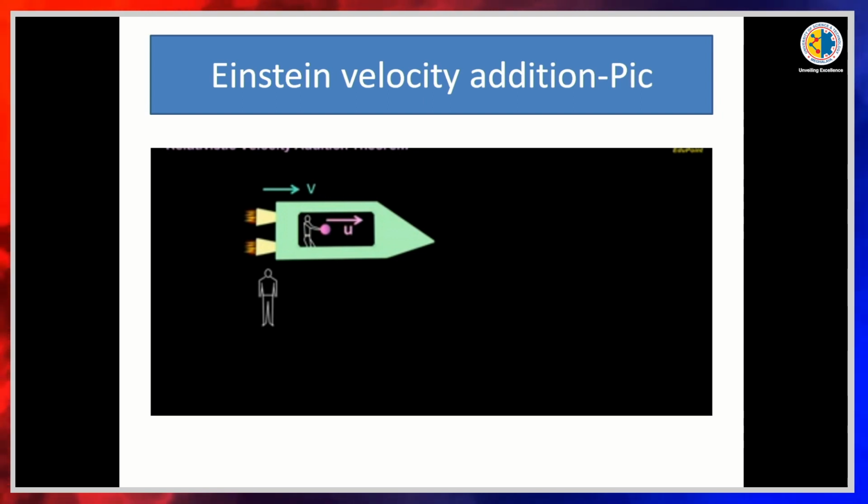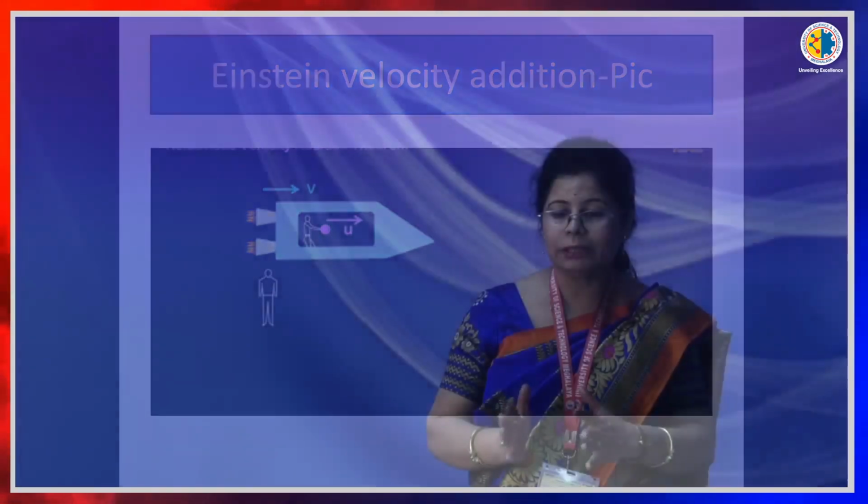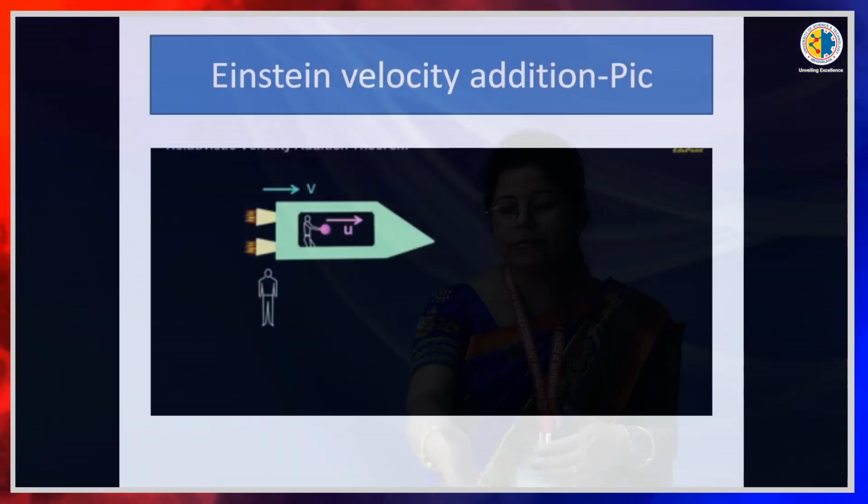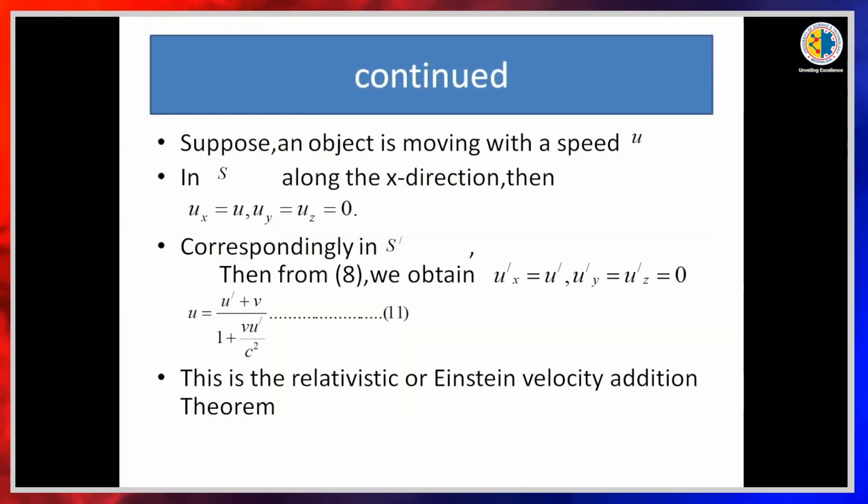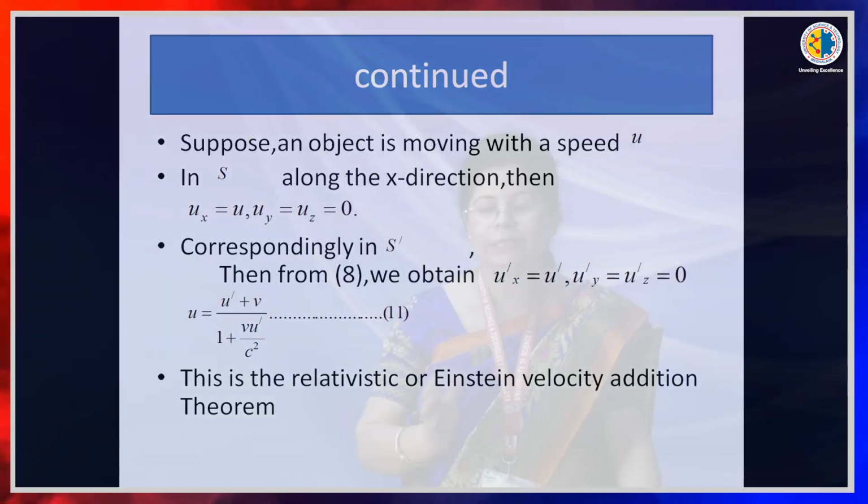Then the observer on the earth, on the ground, what does he get in this situation when both velocities are very large, approaching the speed of light? So in this case, Einstein's velocity addition theorem applies. Suppose an object is moving with a speed u in S along the x direction, then ux is equal to u. Ux means the velocity component in the x direction, and the other two components uy and uz are 0, because the y and z directions are parallel, so they are 0.